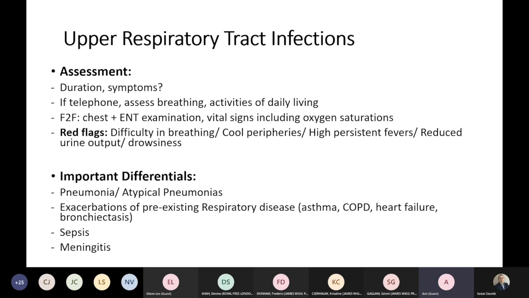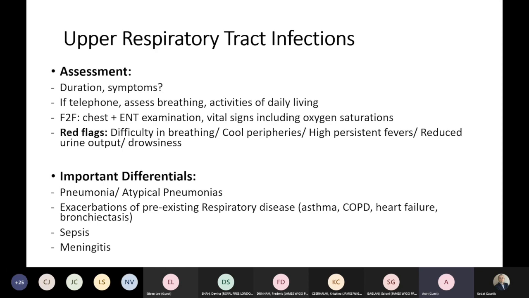So upper respiratory tract infections can often present as part of a spectrum of respiratory illnesses, including pneumonias or exacerbations of pre-existing lung disease. So it's important to do a risk assessment and think about whether they have any issues with their breathing, whether they have any features of sepsis, such as reduced urine output, or are they drowsy, or do they have any cool peripheries?